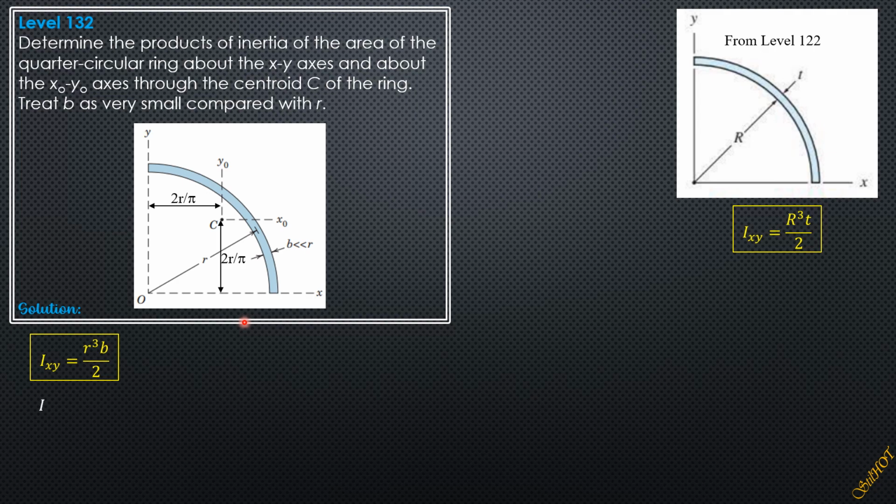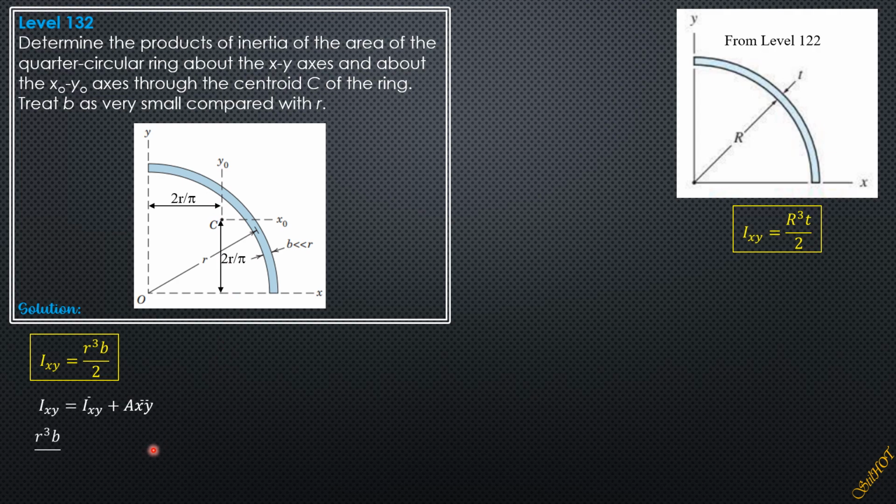So by transfer formula, Ixy equals I barred xy plus area of the wire times barred x barred y. The area of the wire, by the way, is equal to this perimeter or circumference, which is only 1/4 of 2 pi r. So 2 pi r over 4 is pi r over 2 times the thickness of this quarter circular ring. So again, the area is pi r over 2, the length of that arc, times thickness b, then barred x is 2r over pi, barred y is 2r over pi.